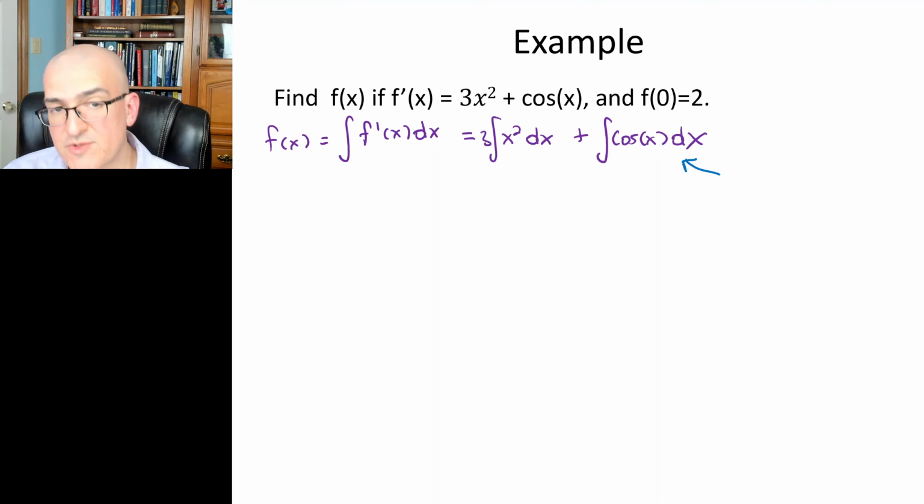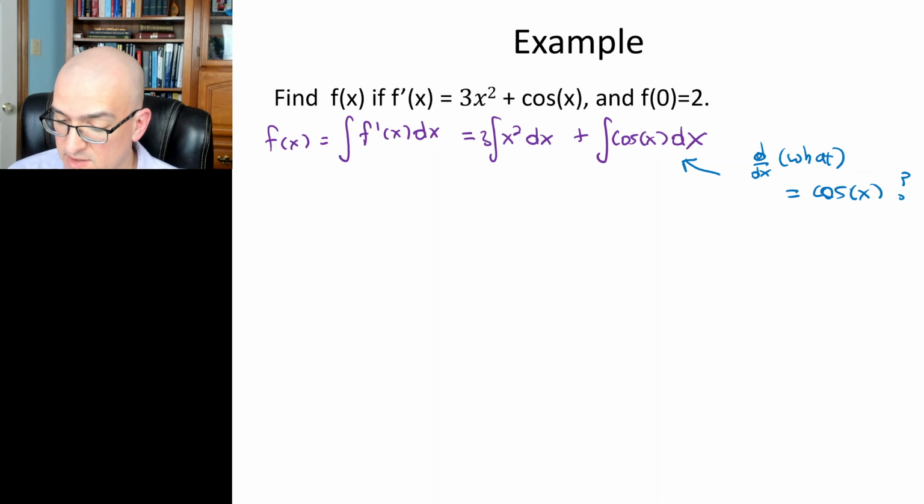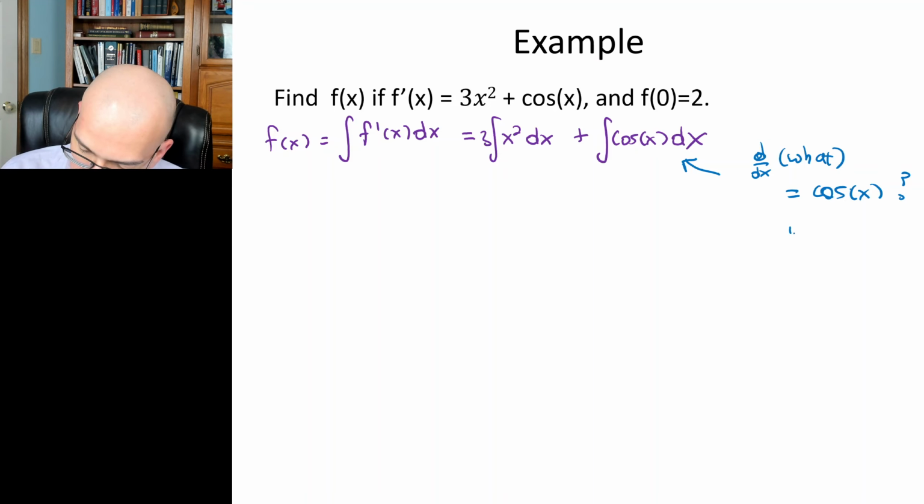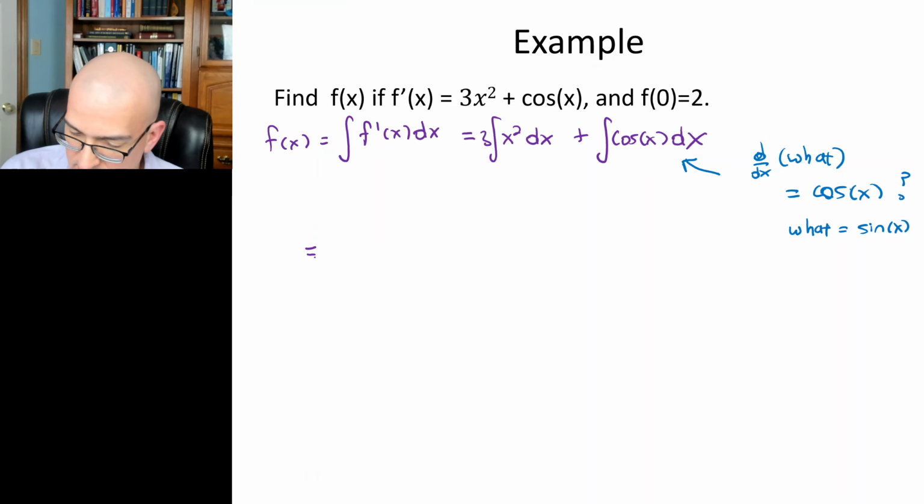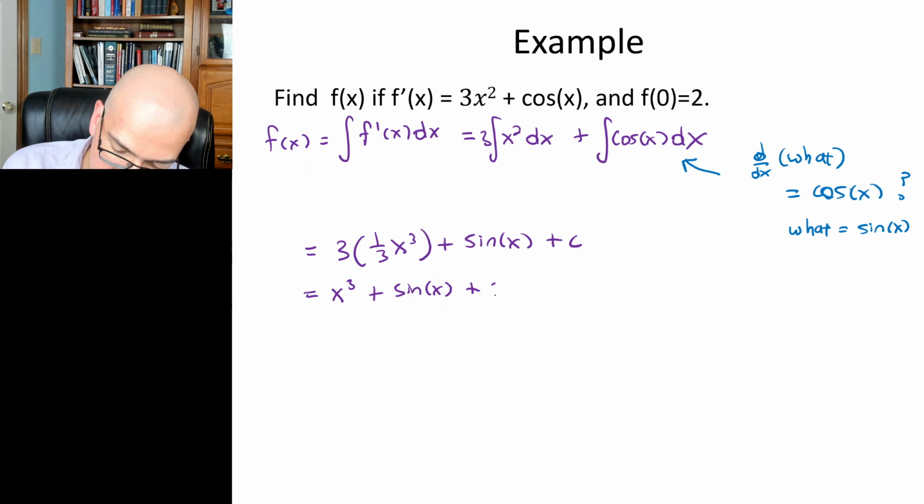Don't get confused about the difference between derivatives and antiderivatives. This question is asking d by dx of what is equal to cosine of x. So what do you take the derivative of in order to get cosine? And the answer is sine, plus c. So we get 3 times 1 over 3 x cubed plus the sine of x, and then a big plus c. We can simplify: x cubed plus the sine of x plus c.